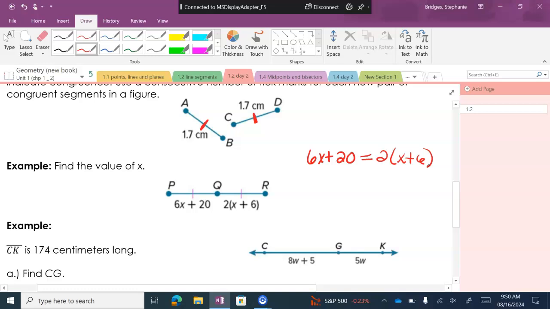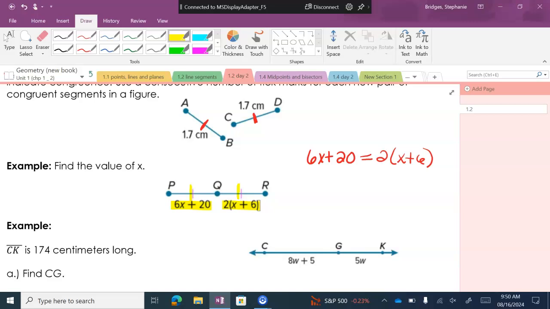Okay, so what I did is based off of these little markings right here, I know that this piece is the same as that piece. So in order to solve for x, I'm going to set them equal to each other. Keep going. Finish it. Solve that equation for x. 6x plus 20 equals 2x plus 6.